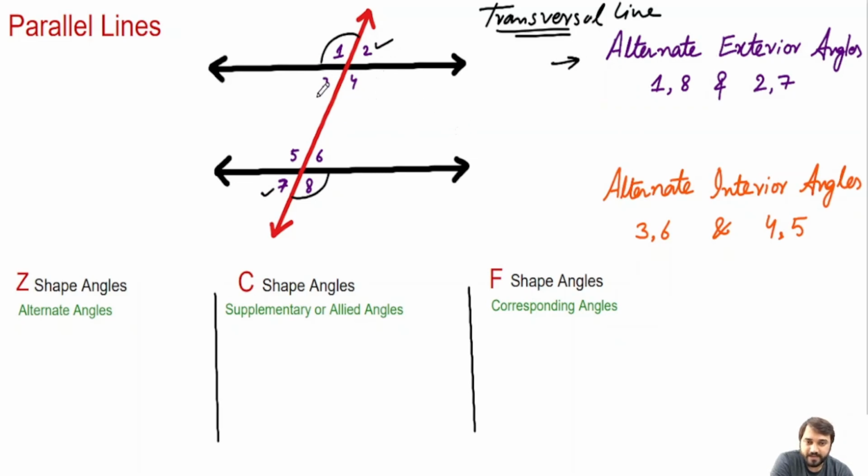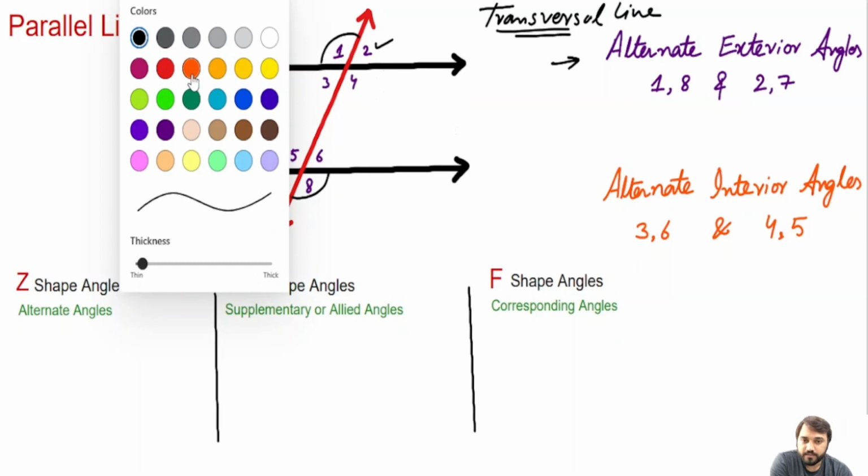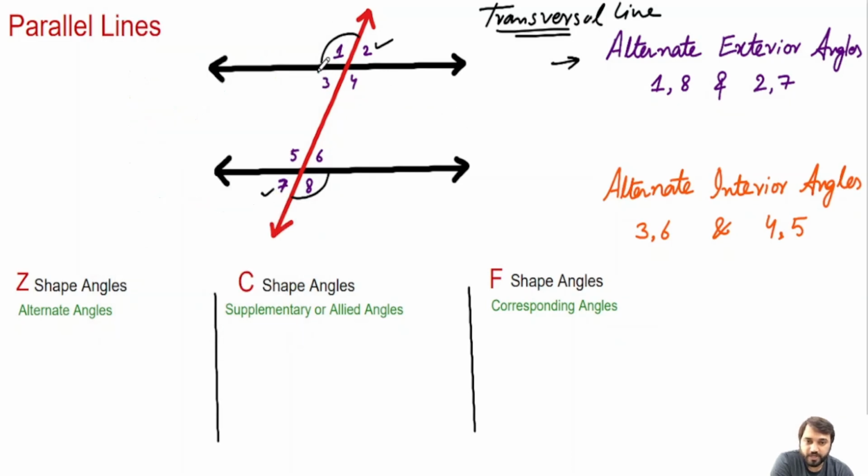Now alternate interior angles. If you are talking about 3, then 6 is our alternate interior angle. So 3, 6 are alternate interior angles. What about 4 and 5? They are also alternate interior angles, and they are also equal. It means alternate exterior angles are equal: angle 1 is equal to angle 8 and angle 2 is equal to angle 7. Similarly, alternate interior angles are equal, something like this: 4 is equal to 5.